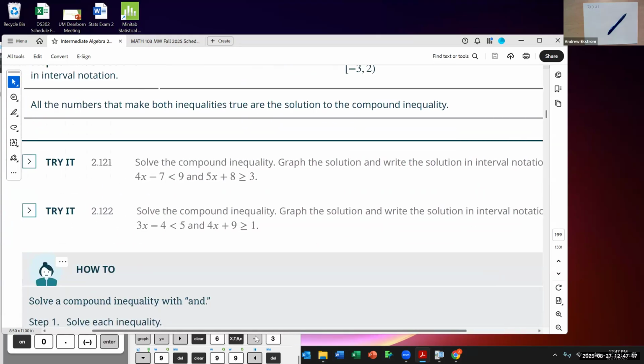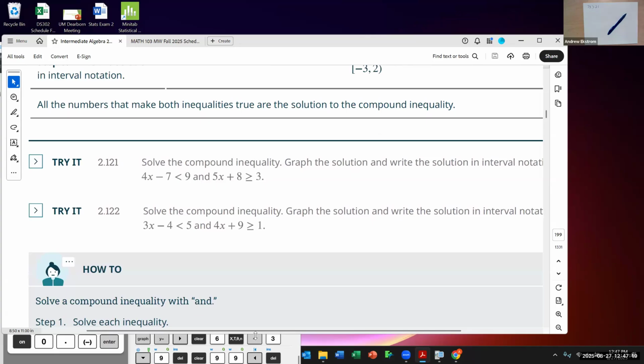So looking at, do you guys want to try 121 or 122? Or do they look equally horrible to you? Probably equally horrible.